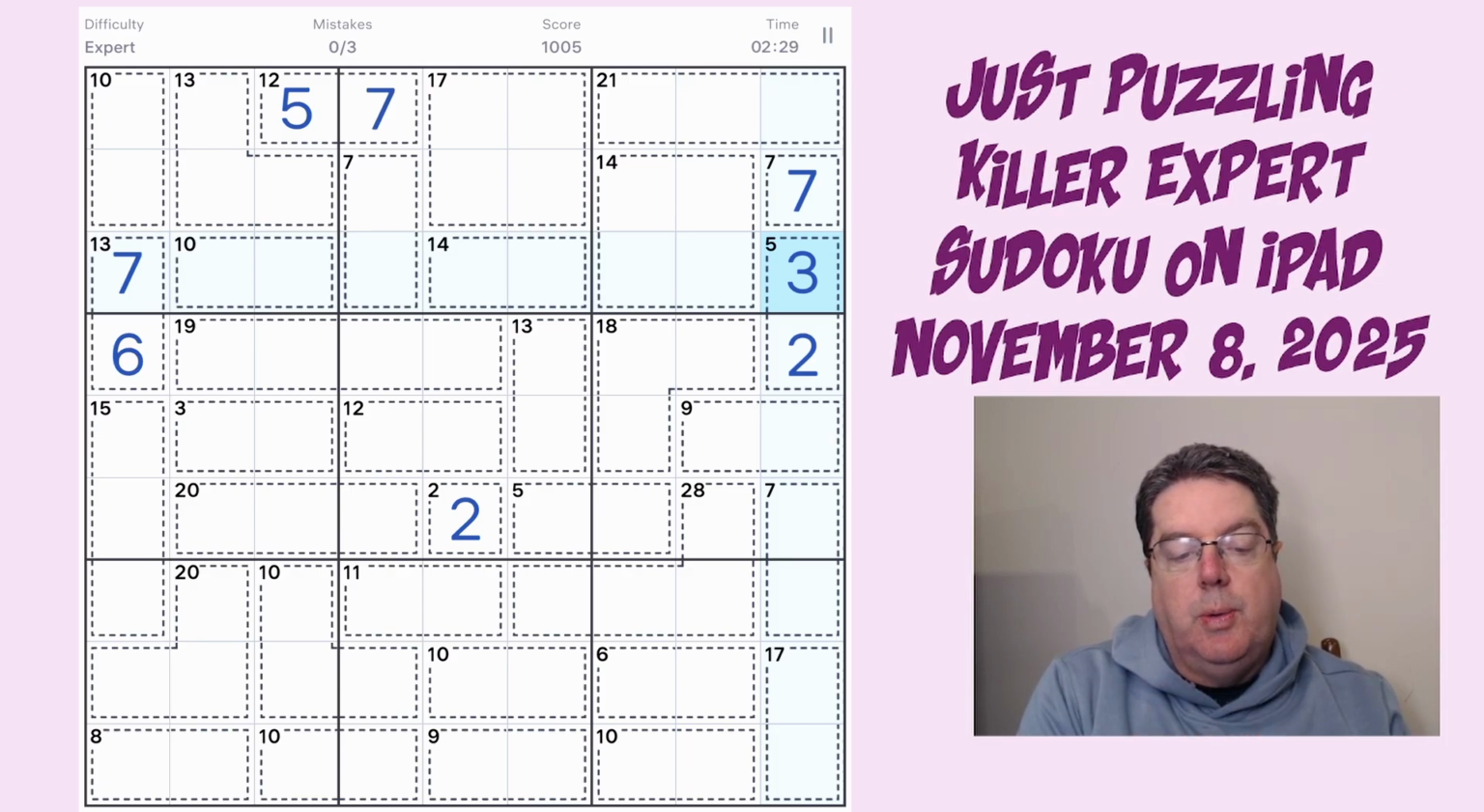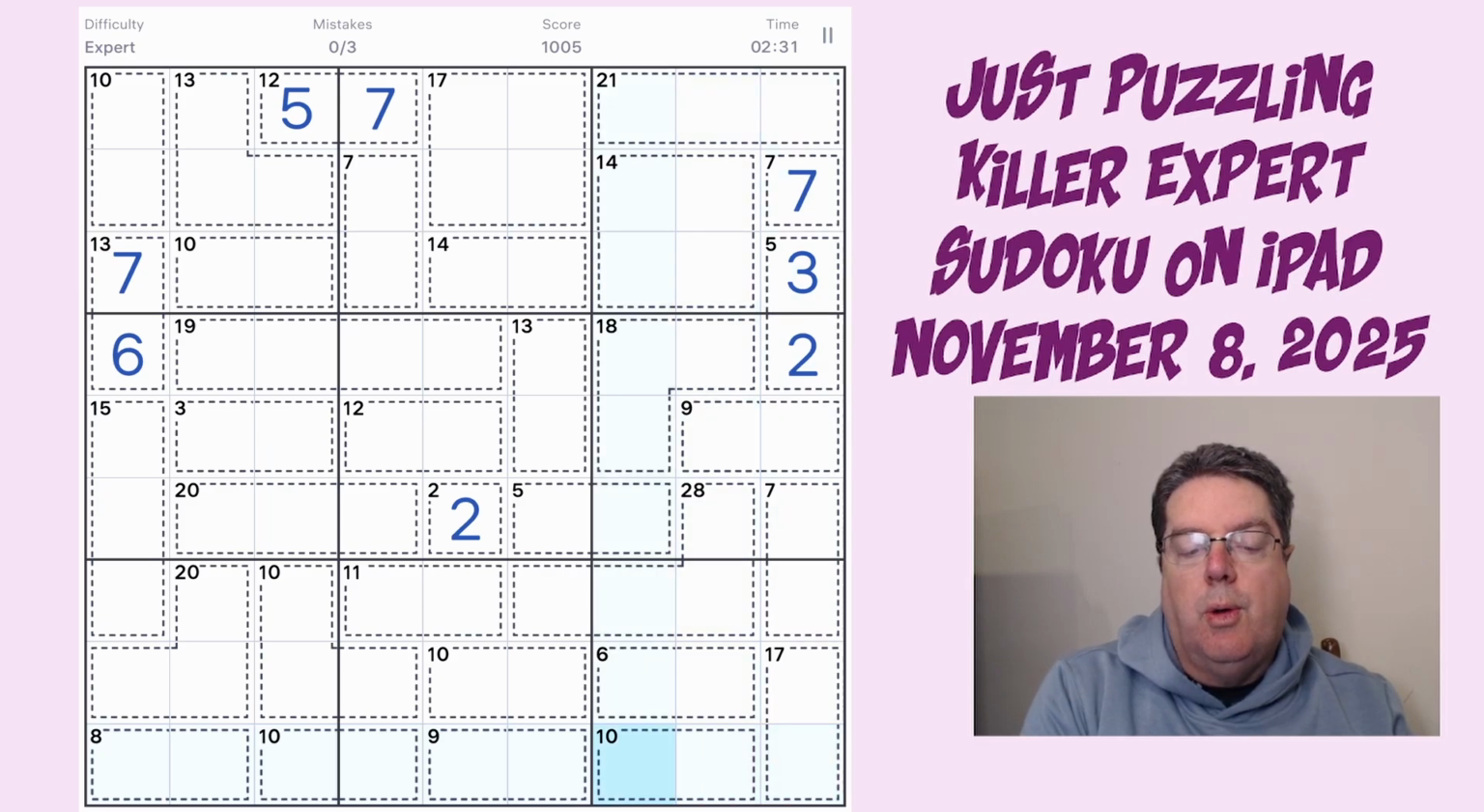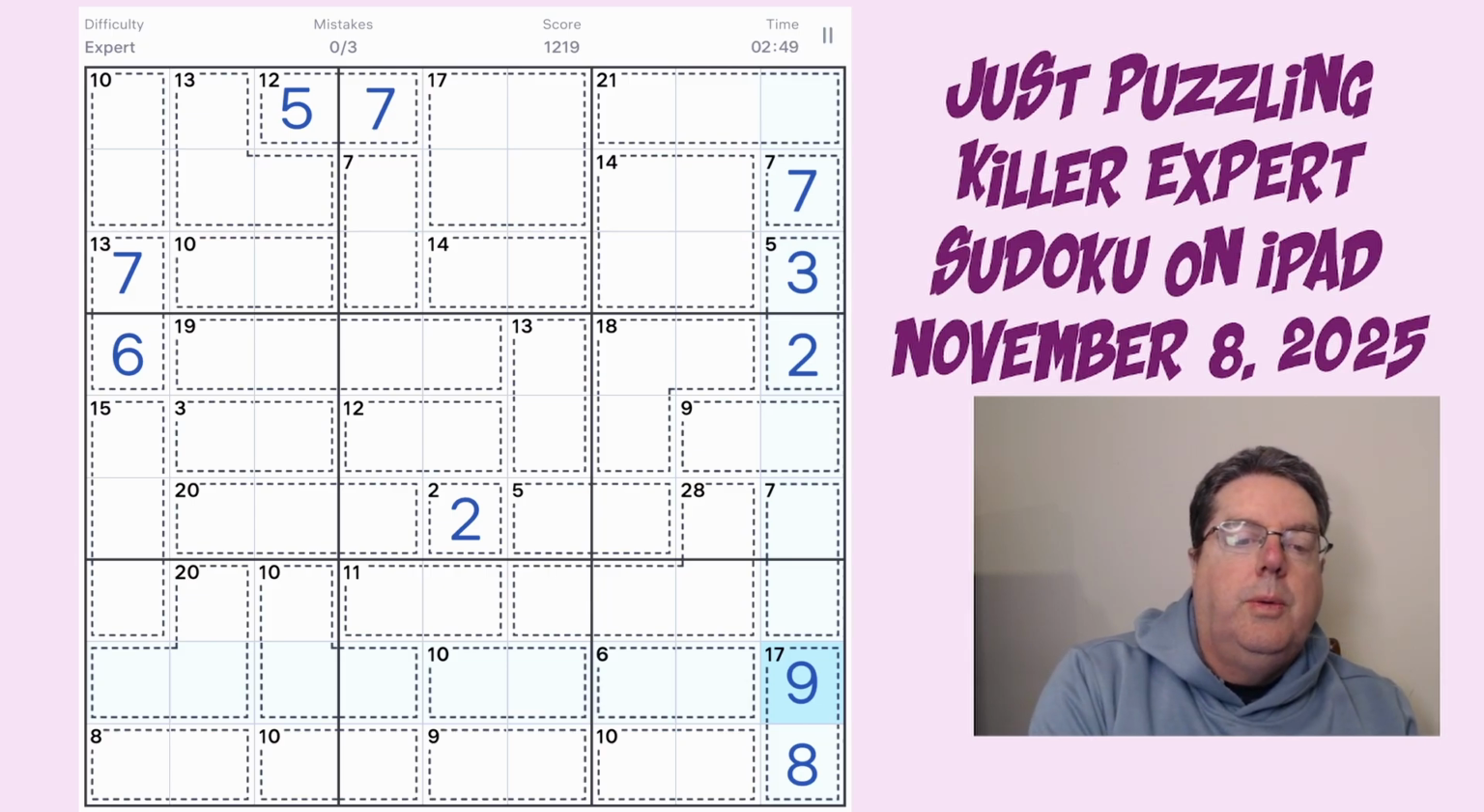What else can we see? We can see we've got a row across here with one spare cage. So 18, 27, 37. So that's the 8, leaving this to be the 9. Alright, so 1 and 6, 15. So 10 plus 13 is 23, plus 15, 38. So these two are going to add up to 7.